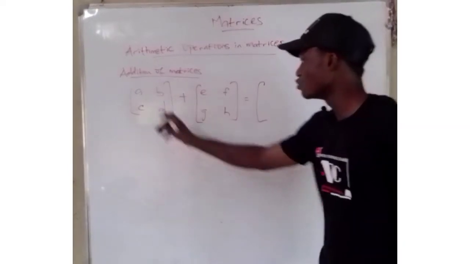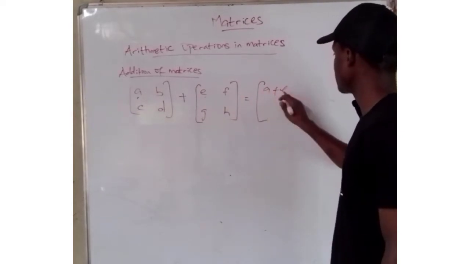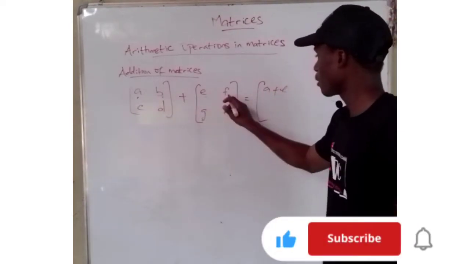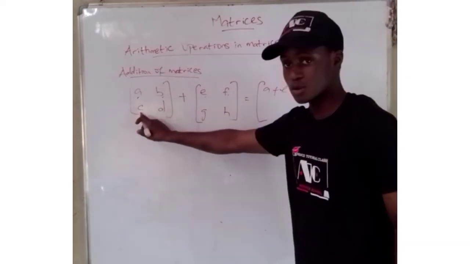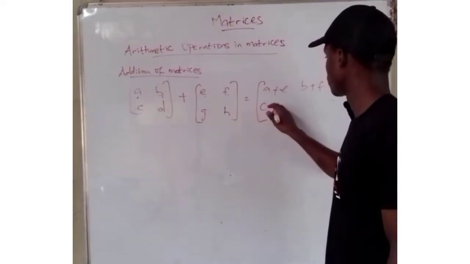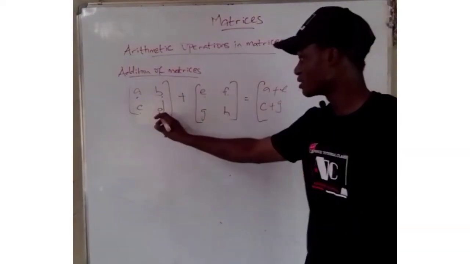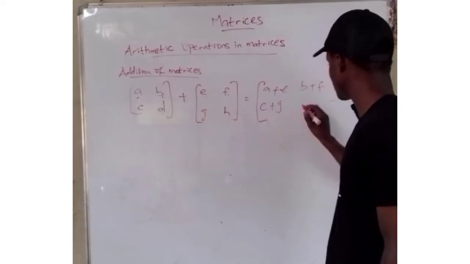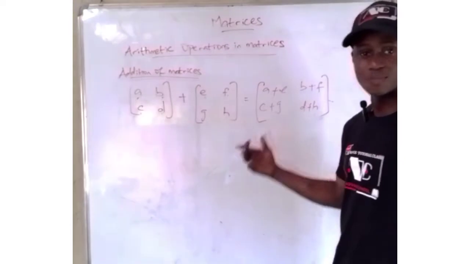The first thing is, you add the first one with the first one here, so we have A plus E. The second one here with the other one here, B plus F. The third one here with this one, C plus G. You can see that you are aligning them in the same positions. So the last one, D, to the last one here, plus H, D plus H. If you have added this way, you have simply gotten the answer.